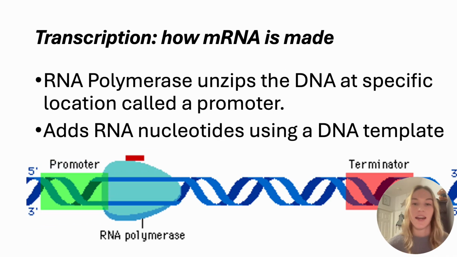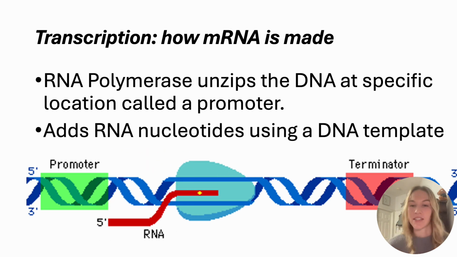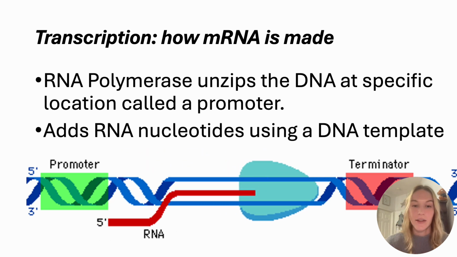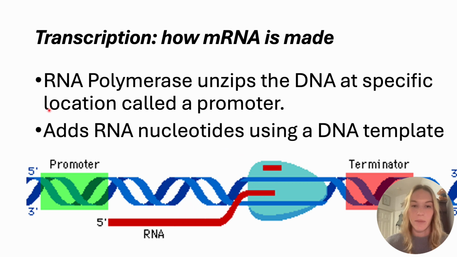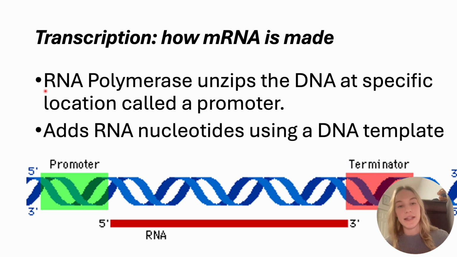RNA polymerase unzips the DNA at a specific location called a promoter. And most importantly, it adds RNA nucleotides using a DNA template. Now, I want to add a little bit of detail about this first step. This first step here is a little bit more nuanced than what I told you in class.